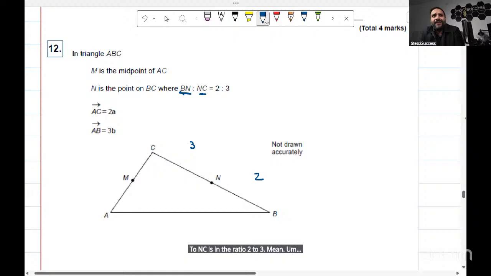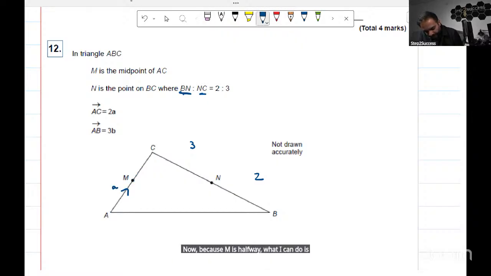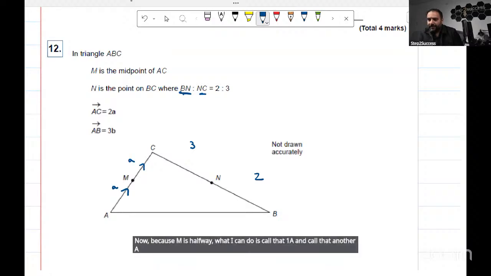A to C is the vector 2A. So they're telling you that all of this vector is 2A. Now, because M is halfway, what I can do is call that 1A and call that another A, because it's split, isn't it?